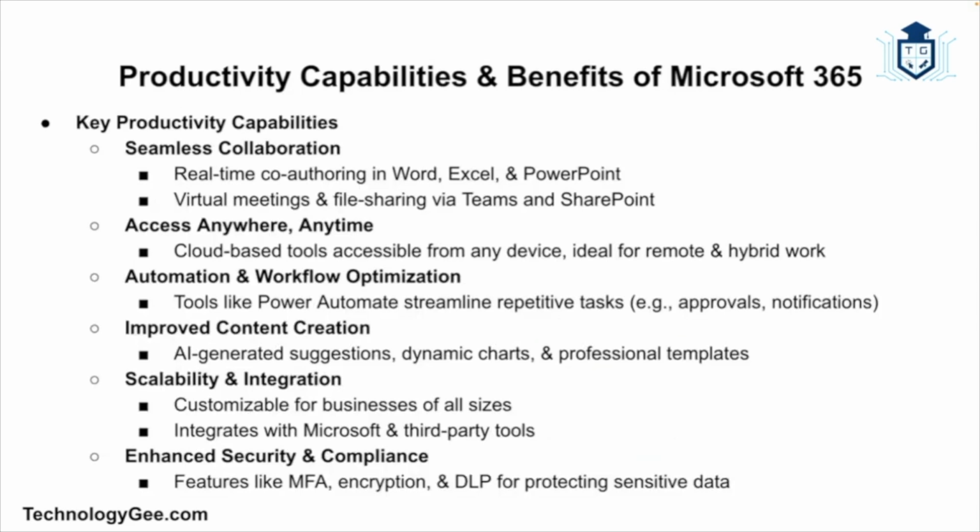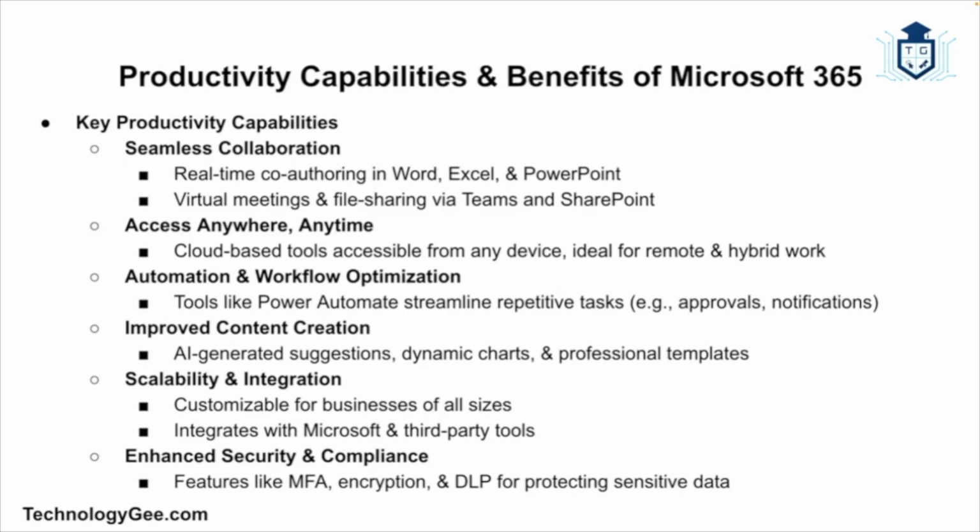And these are the key productivity capabilities of Microsoft 365. So the first one is seamless collaboration. So Microsoft 365 enables teams to collaborate in real time, whether they are working on documents in Word, sharing spreadsheets in Excel, or delivering presentations in PowerPoint. Tools like Microsoft Teams and SharePoint allow employees to co-author files, hold virtual meetings, and share information effortlessly.